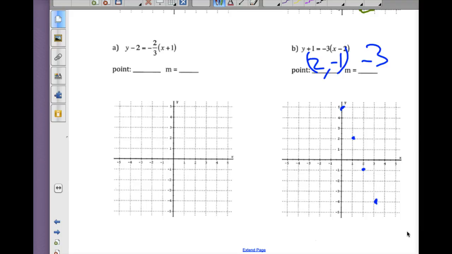Now do your best to draw a line. It looks more like a curve, but that's okay. You get the point. Be careful with your signs.